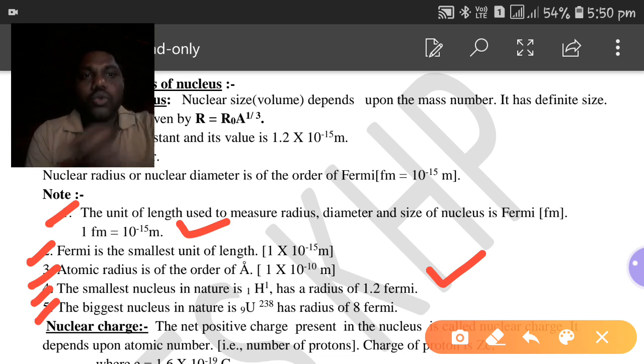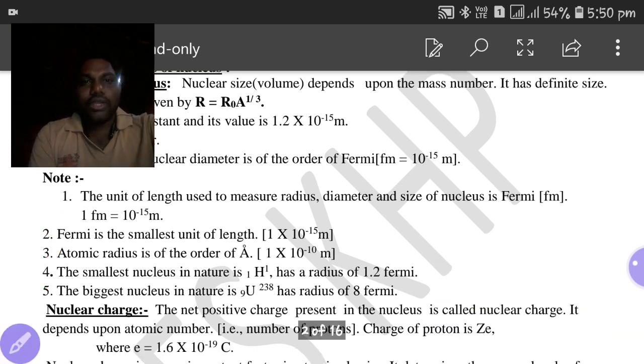Uranium 92 238 has a radius of 8 Fermi. So the largest nucleus in nature is uranium 92 238, with a radius of 8 Fermi, and the smallest nucleus is hydrogen, with a radius of 1.2 Fermi. So this is about the size of the nucleus.